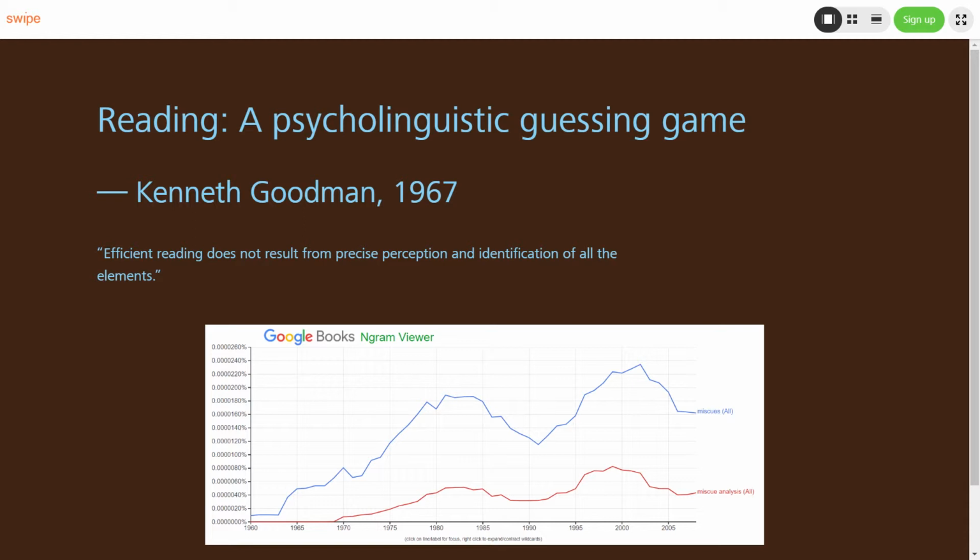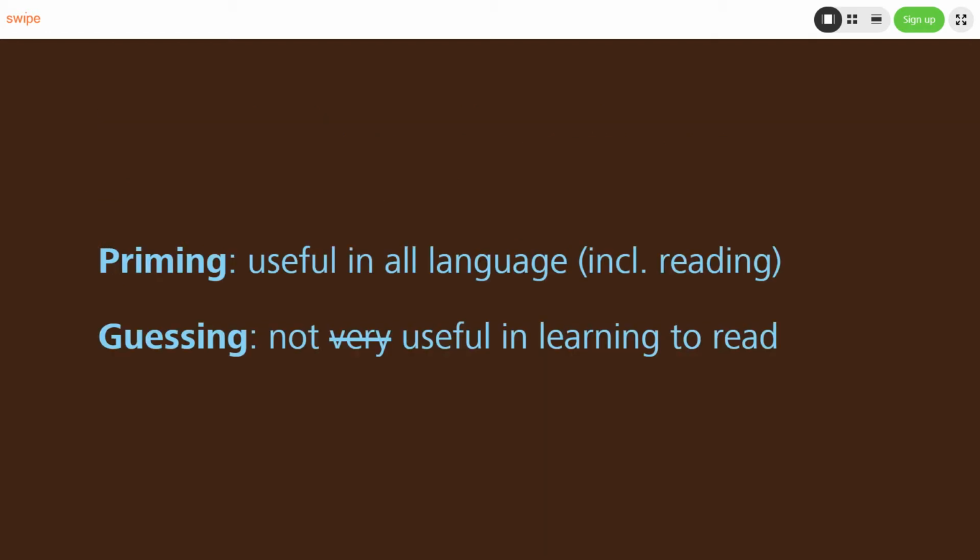There was, I'm looking for a certain phrase, but there was a resurgence of quote unquote evidence-based instruction, basically phonics, and it launched what was called the reading wars. Again, I'm not here to argue whole language or Kenneth Goodman's thesis, but there are some important things to recognize from that. First is that priming is very useful in all language, including reading.